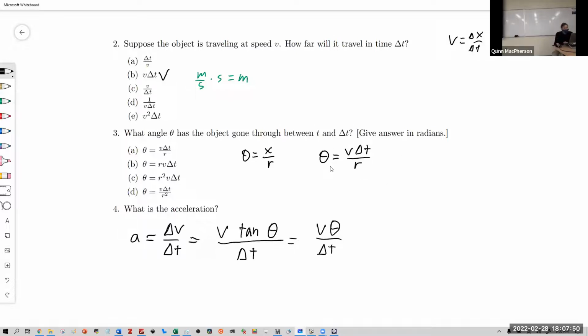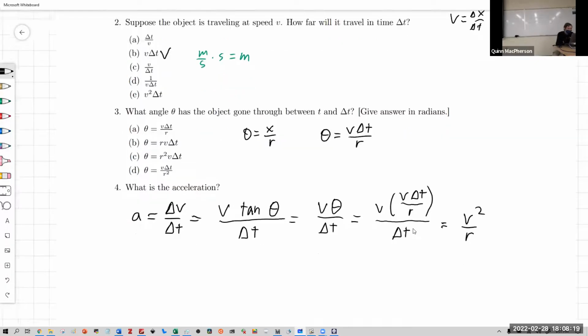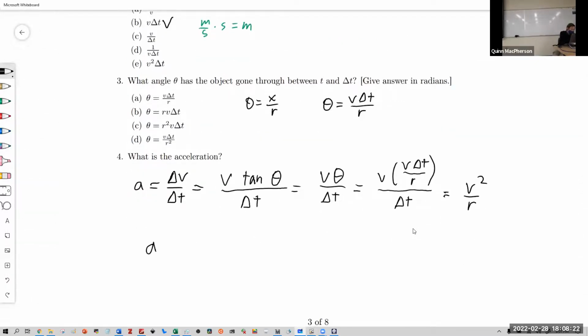But we already calculated what theta is. It's up there. We plug this in, this here into there. So we get V delta t over R, over delta t. We get V squared over R. To summarize, acceleration is equal to V squared over R.